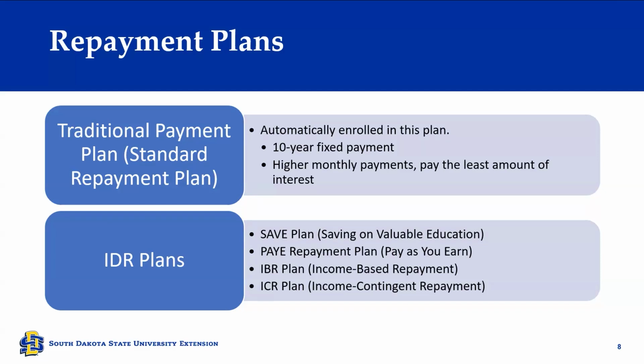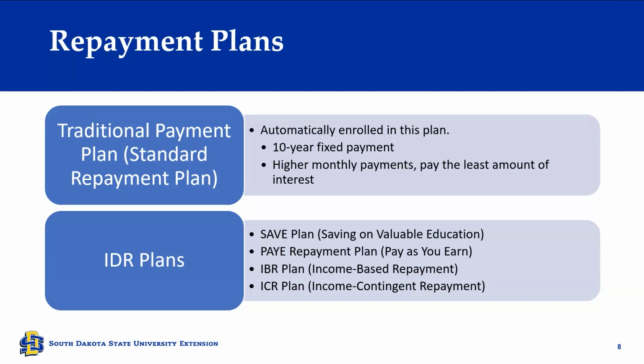So for repayment plans, there's two different types. We have the traditional payment or the standard repayment plan, and everyone is automatically enrolled in this plan. Keep in mind, I'm talking about federal loans at this point in time. The payment is 10-year fixed payments, so 120 payments over the life of the loan. Every payment is the same. This usually has higher monthly payments, but they're going to pay the least amount of interest over time.